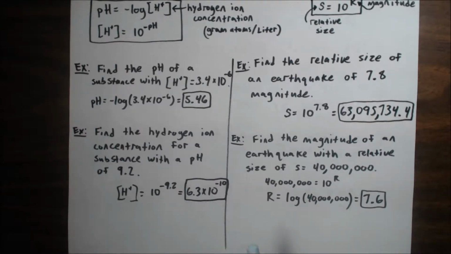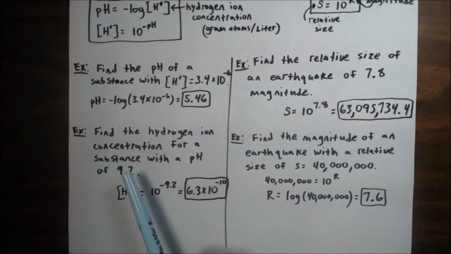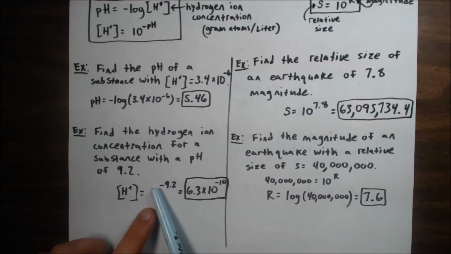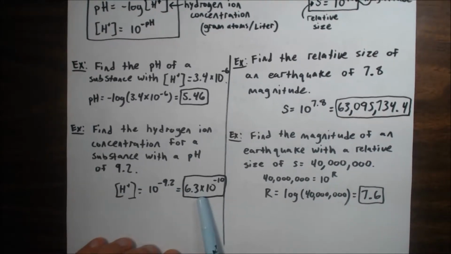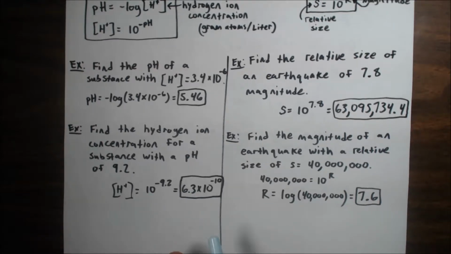On the next problem, we're going to work the other way. It says find the hydrogen ion concentration. Sometimes they may use a symbol, sometimes they may write it out, for a substance with a pH of 9.2. So we're just going to say the hydrogen ion concentration equals 10 to the -9.2 power. Put that in the calculator. We get an answer in scientific notation, 6.3 times 10 to the -10th. That just means you have to move the decimal place to the left 10 times. This is a very, very small number.